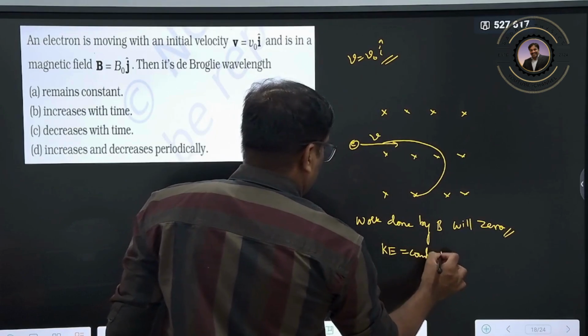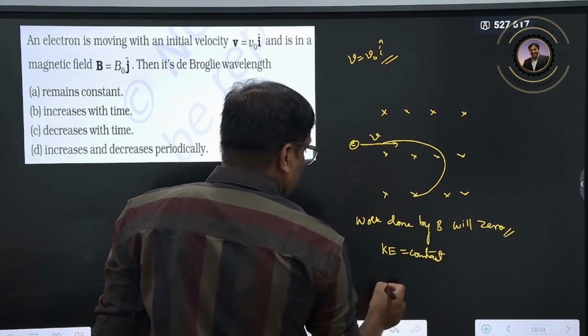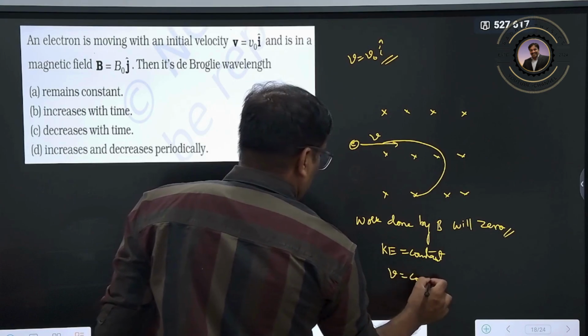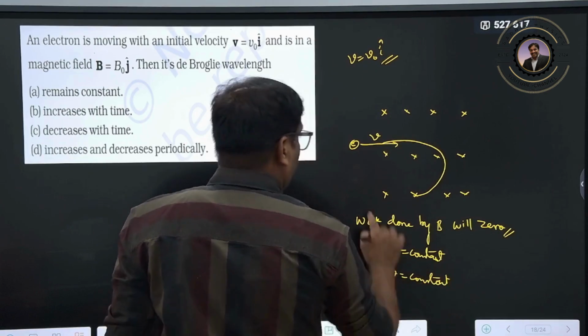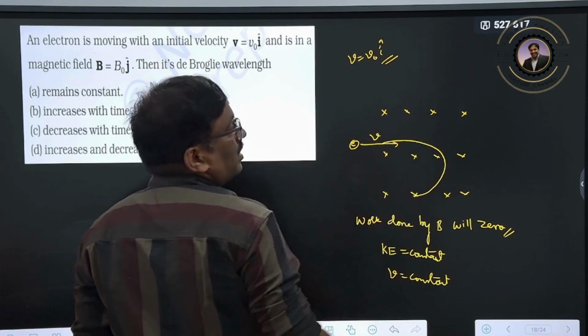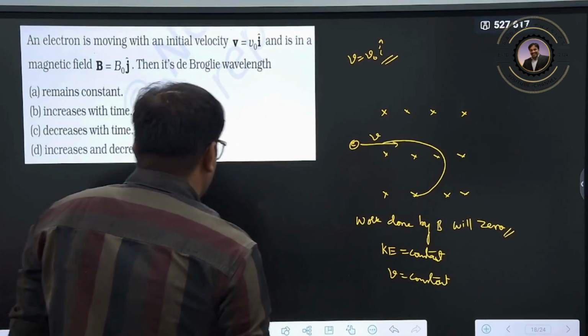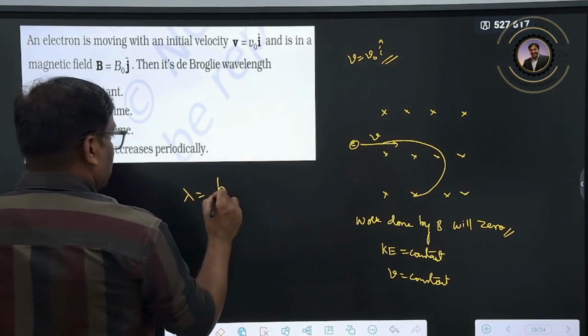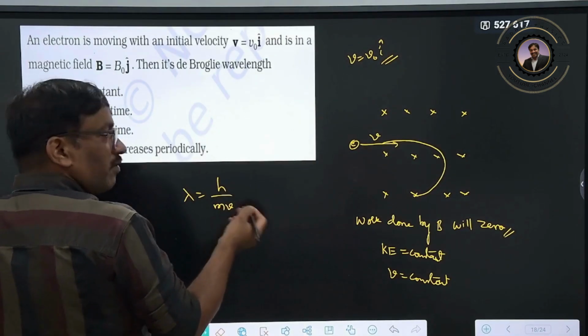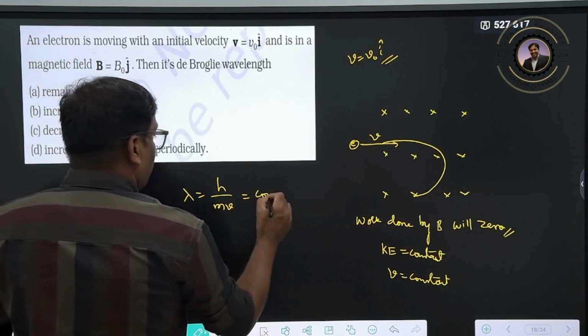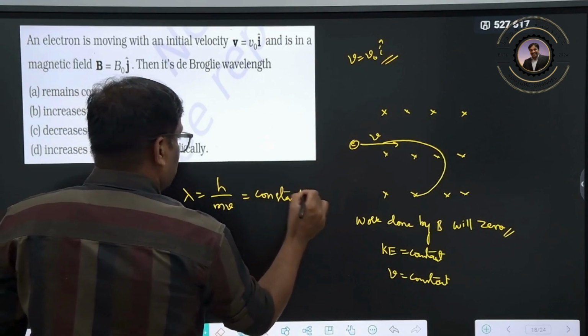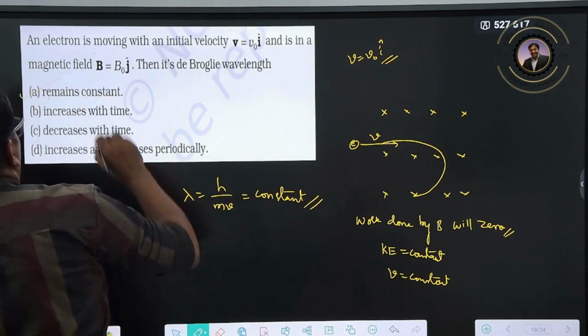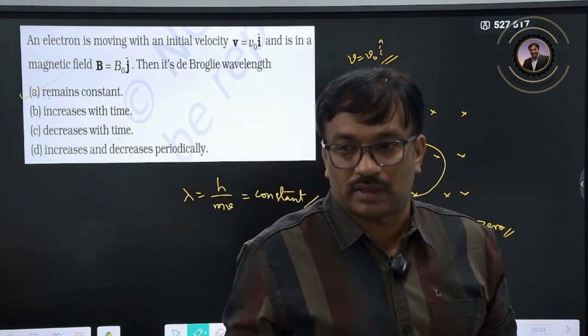If kinetic energy is constant and mass does not change, therefore velocity is also constant. If the velocity is not changing, what about the de Broglie wavelength, h by mv? Mass is not changing, velocity is not changing, so the de Broglie wavelength also remains constant. Therefore option A will be your correct answer.